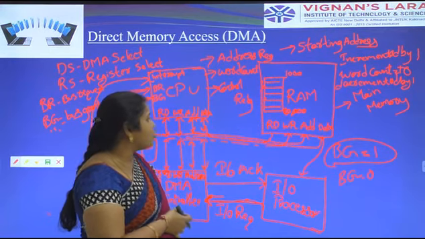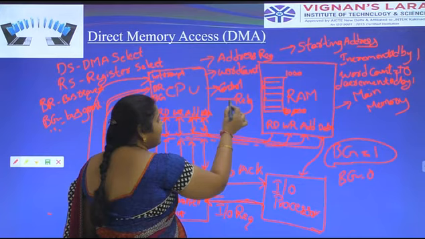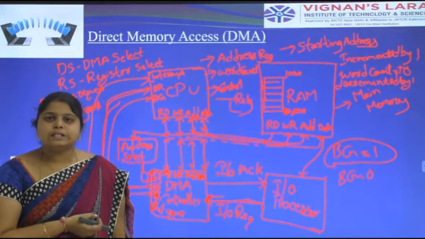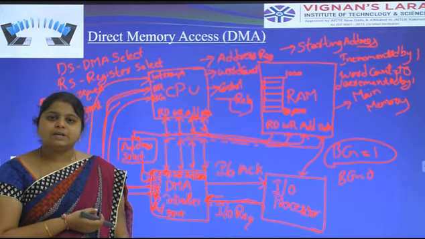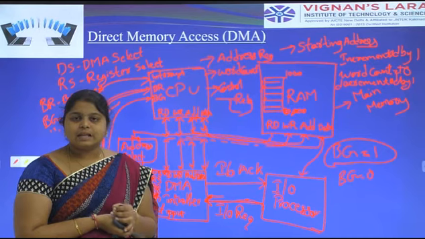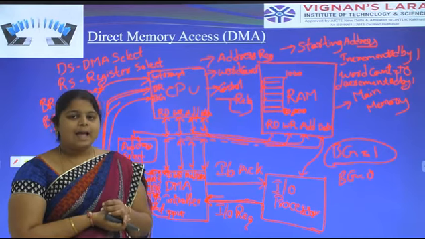Next, coming to the control register. It specifies the read and write operations of every device. Okay, these are the three types of registers available in direct memory access.